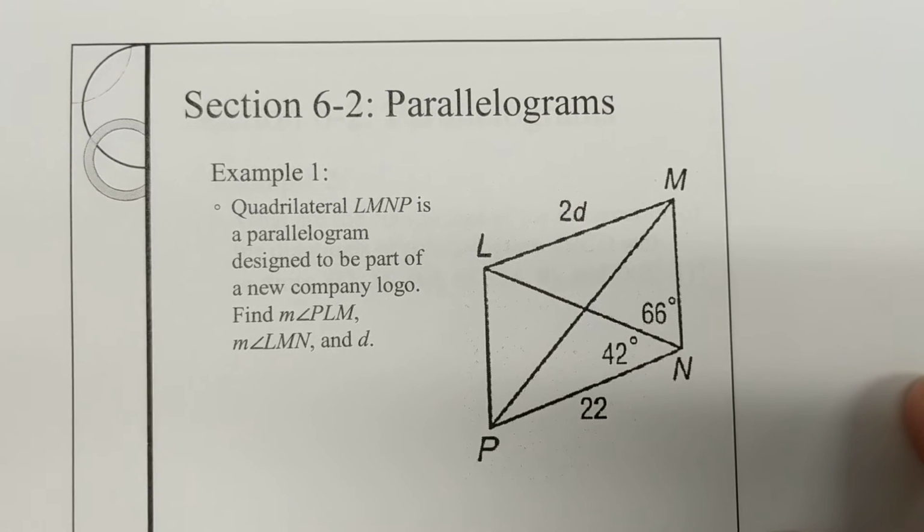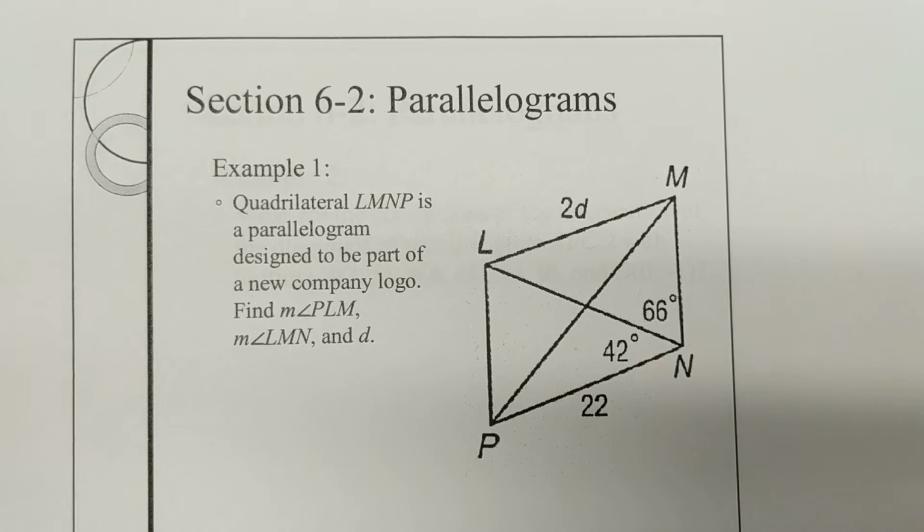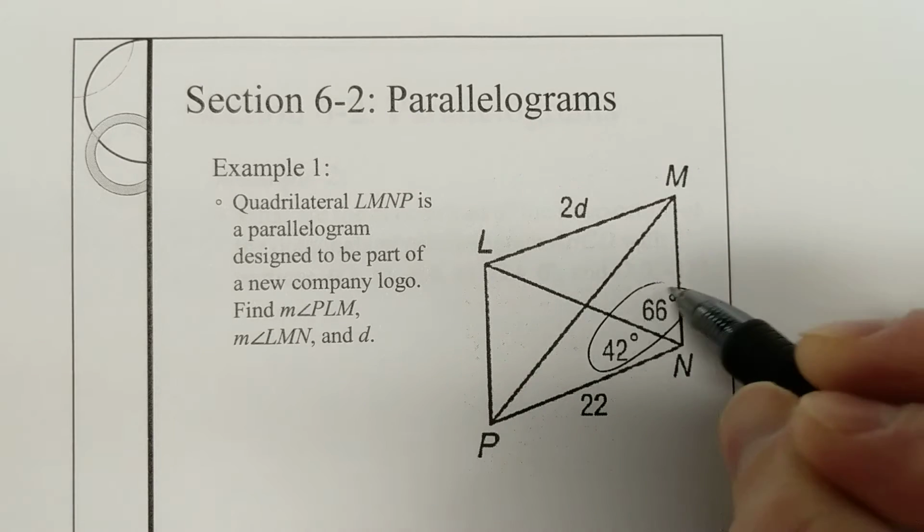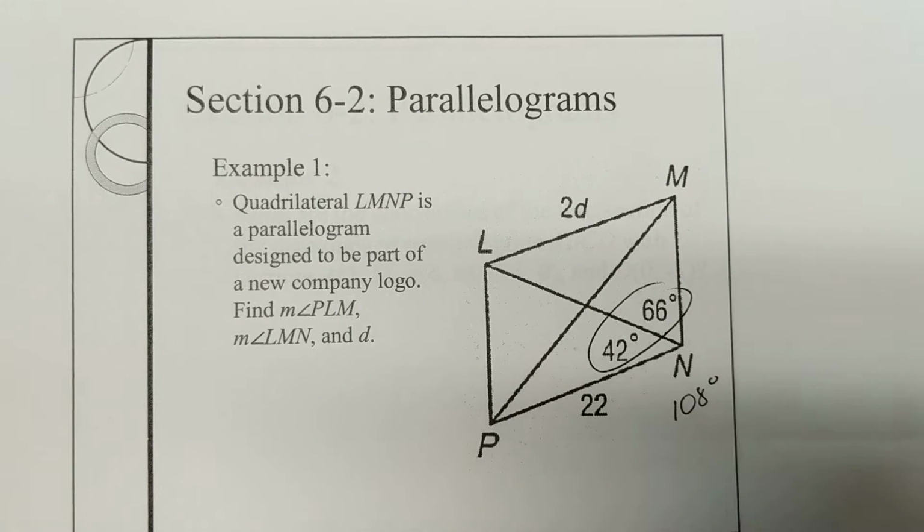Okay, so here we have example one. Quadrilateral LMNP is a parallelogram, designed to be part of a logo. Find angle PLM, angle LMN, and the value of D. To start, I'm actually going to combine those two. That is 108 degrees total.